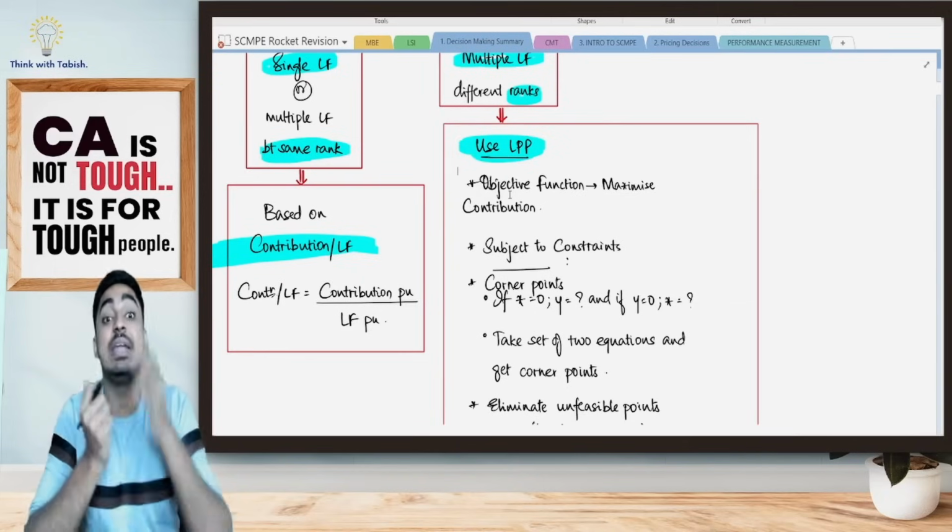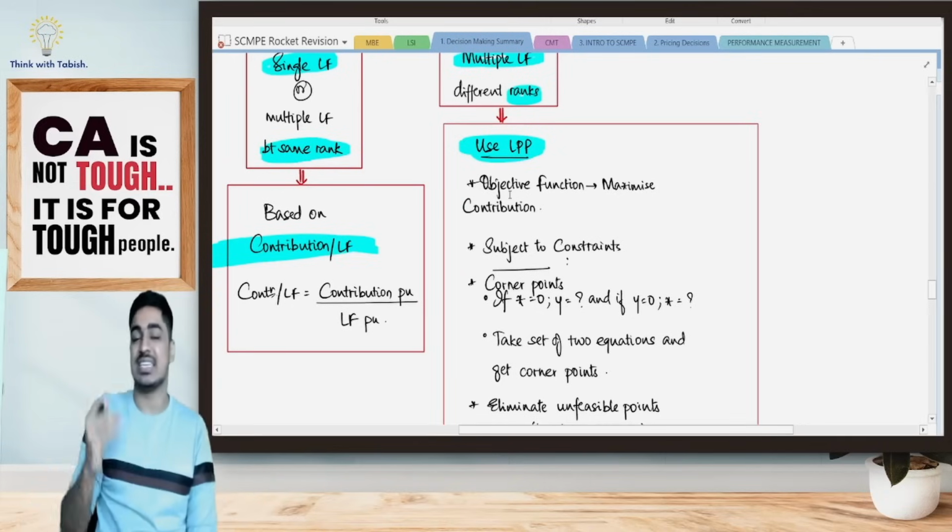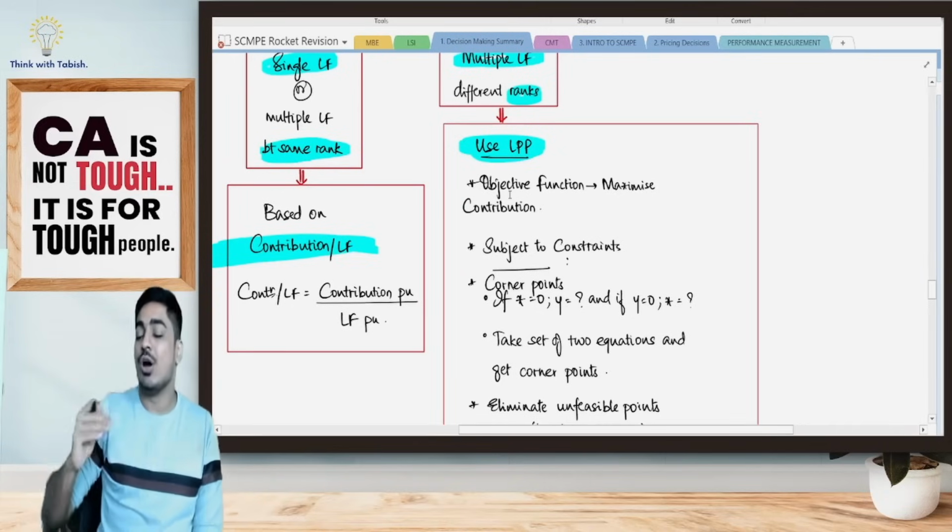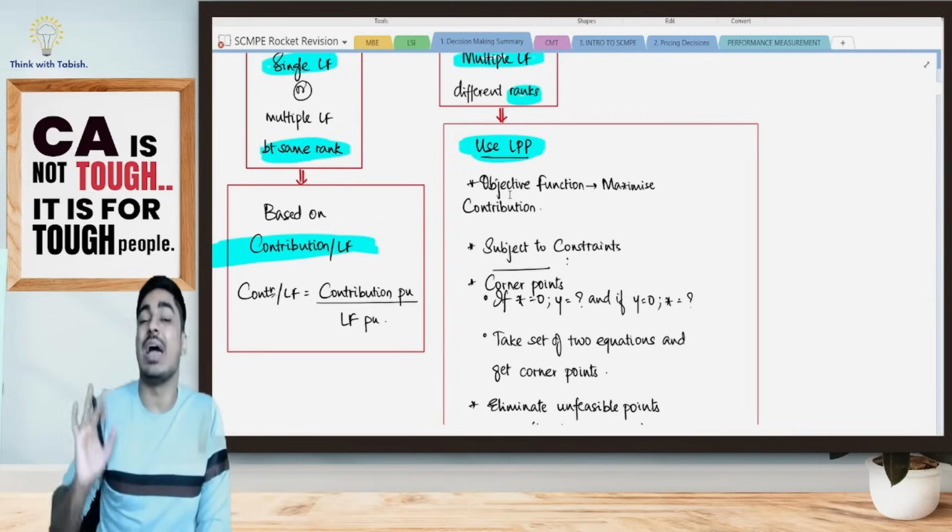However, it is not simple. It is subject to constraints. What all constraints are there? Direct material, direct labor. All of that I'll be writing. Now, I'll have to be solving this.